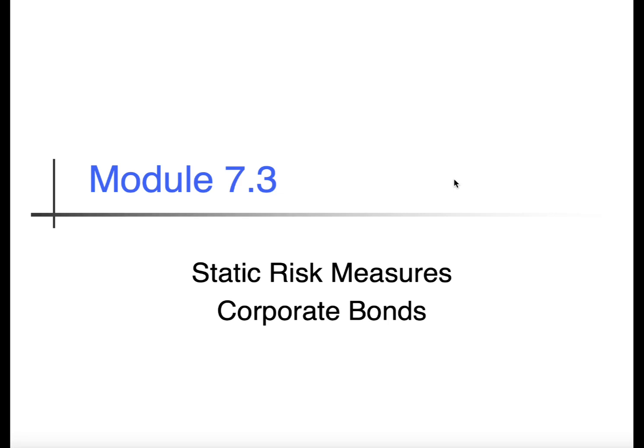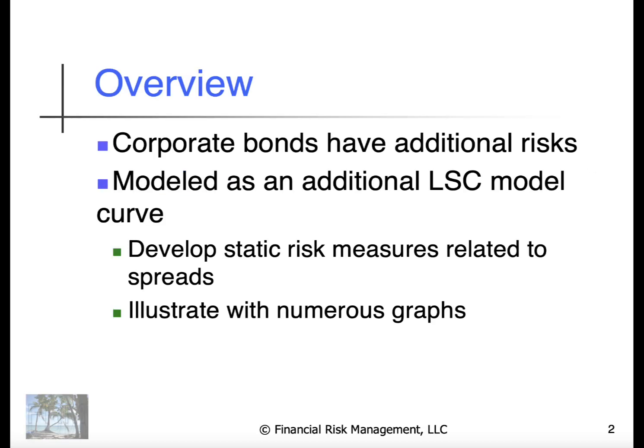In Module 7.3, we cover essentially the same material as in Module 7.2. The only difference now is we're focusing on a credit spread introduced because corporate bonds might default. And so we're going to be focused on the additional risk that are encountered with corporate bonds. We'll model, again, these risks with the additional LSC model curve.